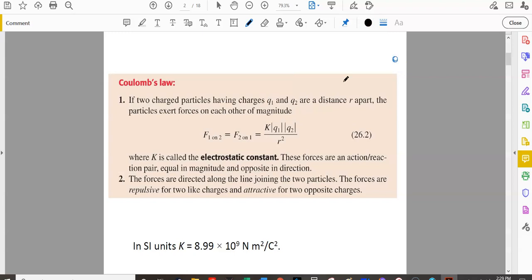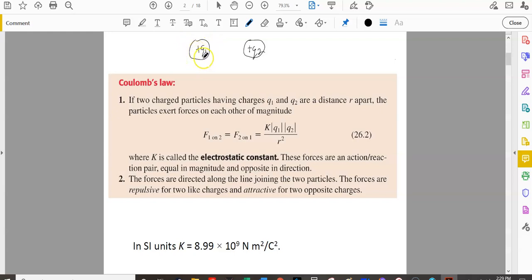Suppose you had two like charged objects. This is object 1, and it's got an excess charge. And this is object 2 that has an excess charge built up on it. Will those charges be attracted or repelled from each other? Well, if they're like charges, they're going to be repelled.